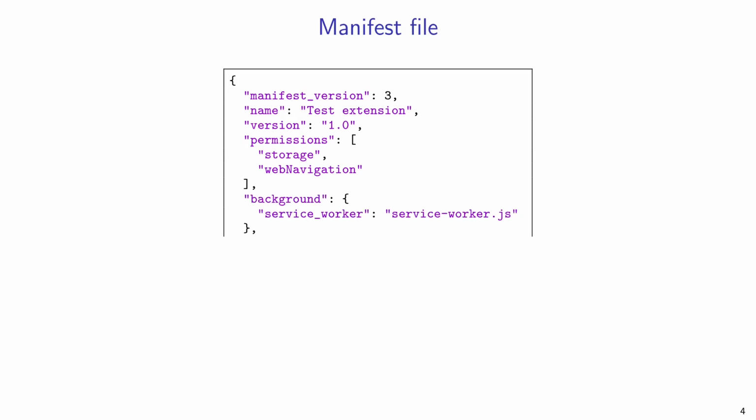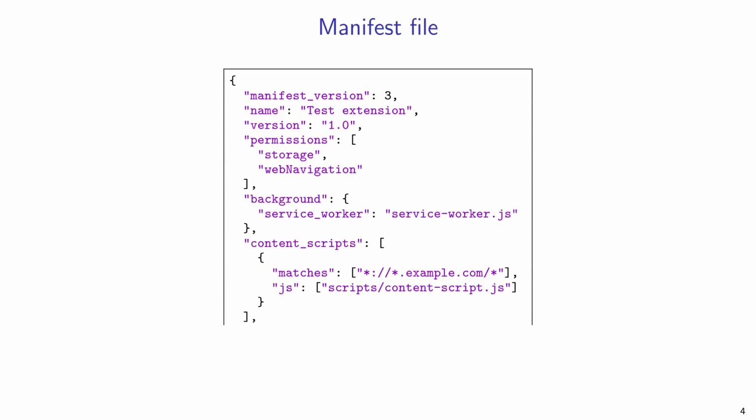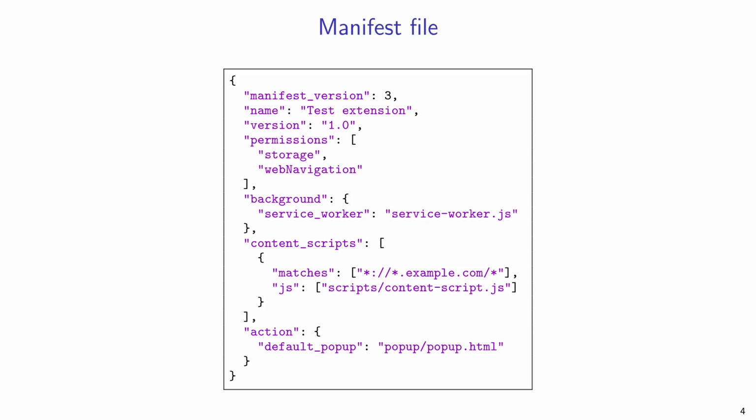Then we specify our service worker script and content scripts. For content scripts, we can specify on which pages the content script should be injected. This here matches example.com and all its subdomains. And finally, we specified that this page should be displayed when the user clicks on our extension icon. And in our case, the content of this page displays hello from extension.